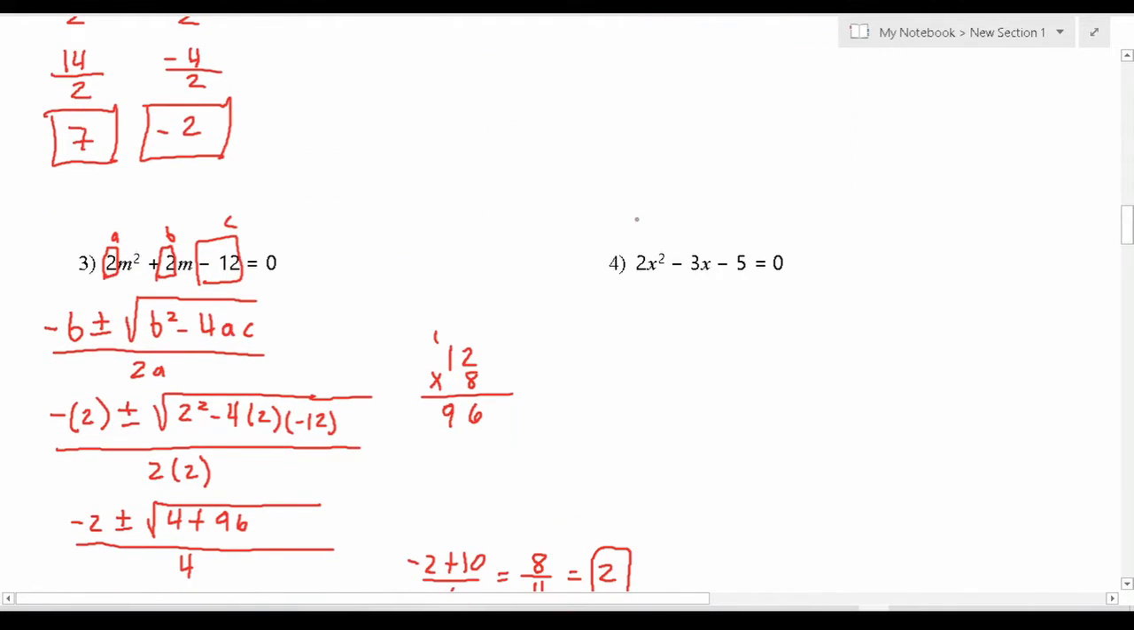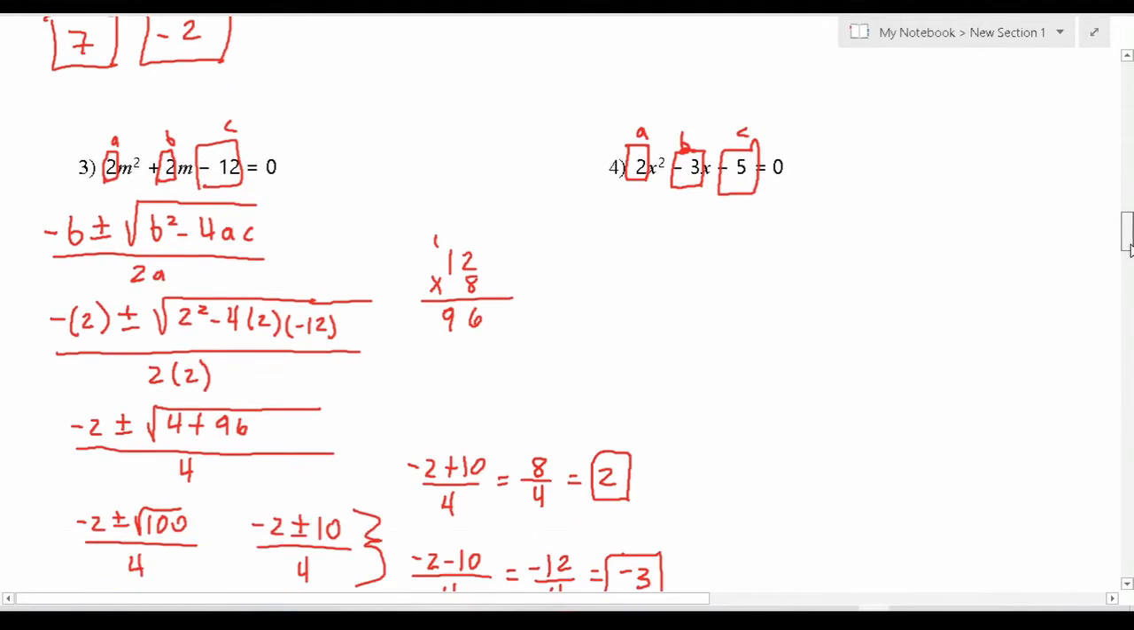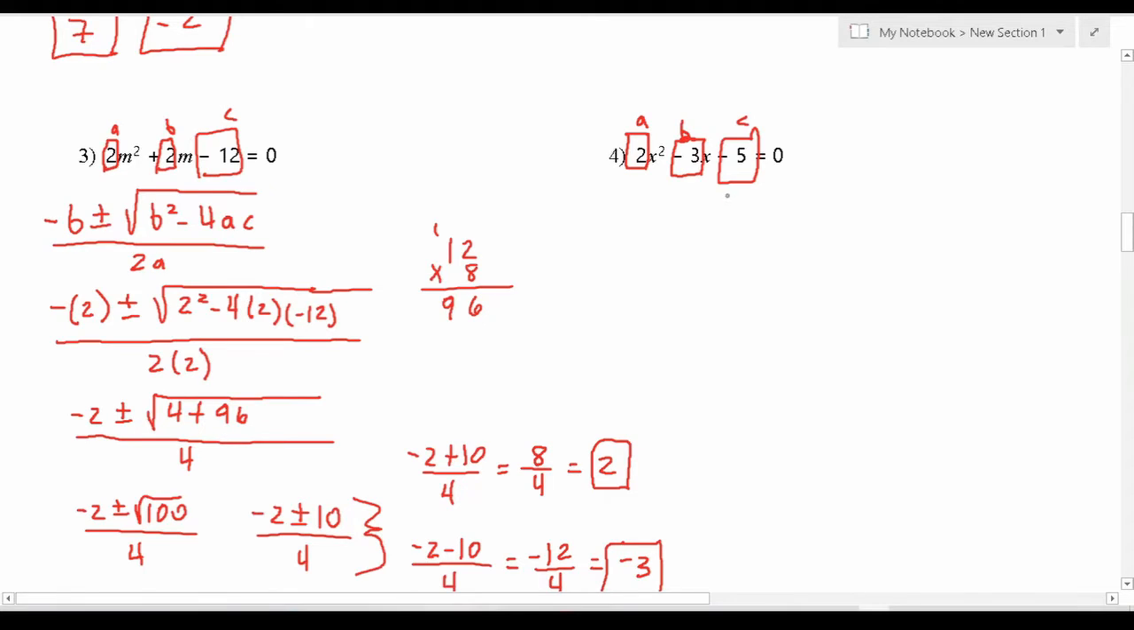Okay, number 4, let's go ahead and work on that one. Again, start by identifying your A, B, and C. Again, A is 2, B is negative 3, and C is negative 5. We're going to plug those in, of course, to the quadratic formula. Again, that's negative b plus or minus the square root of b squared minus 4ac all over 2a.